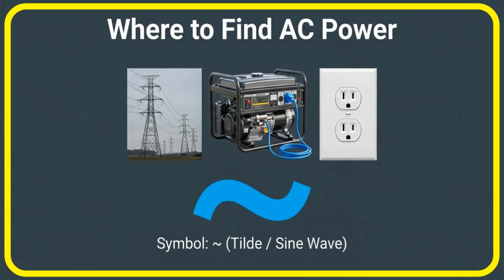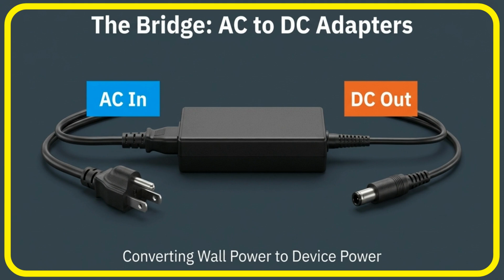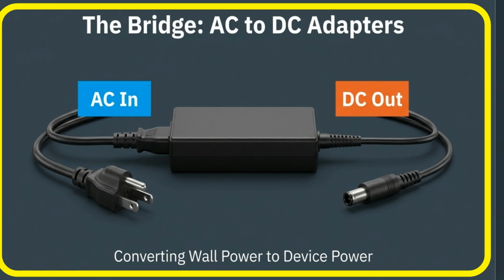AC power is used for long-distance transmission and can be found in power lines, generators, and standard wall outlets. The symbol is a tilde or sine wave. AC to DC adapters act as a bridge, converting the AC power from your wall outlet into the DC power required by most electronic devices.